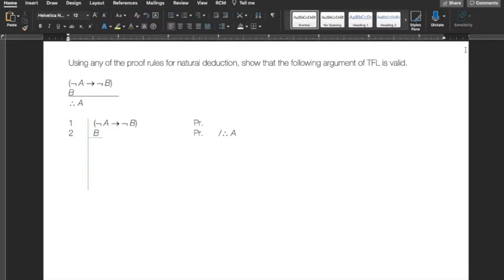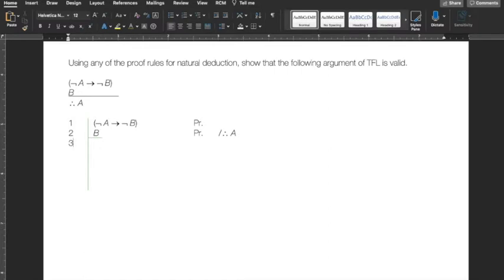So the argument we're looking at is a valid argument, and we're going to prove that. So the premises are if not A, then not B, and B. And from that, we're supposed to prove A. So I've set up the basics of our proof with our premises as the first 2 assumptions and our reminder of our conclusion. And where should we go from here?